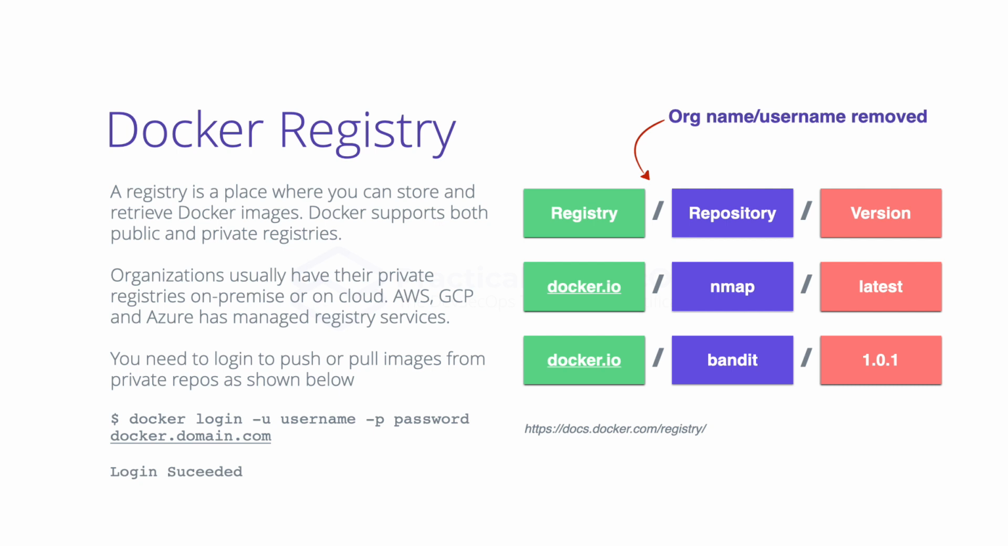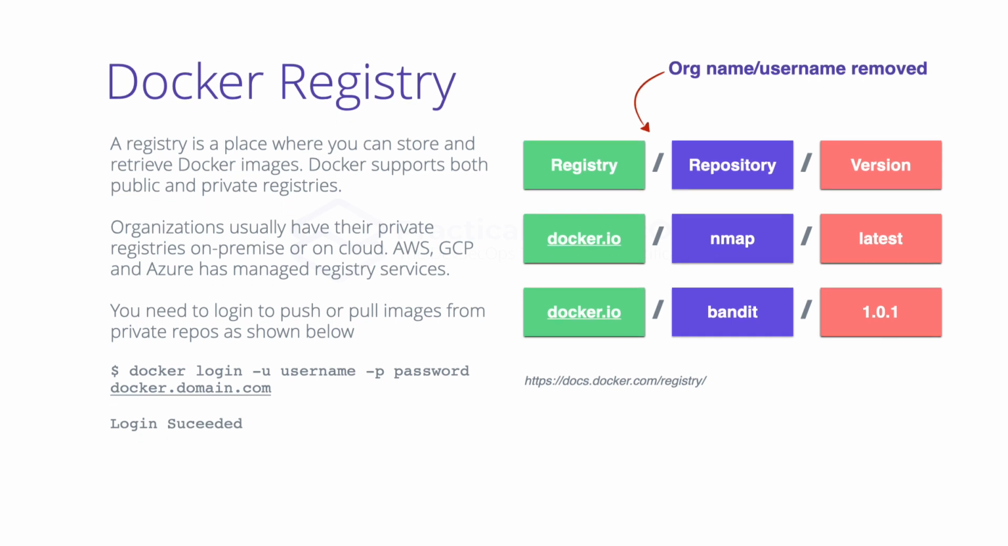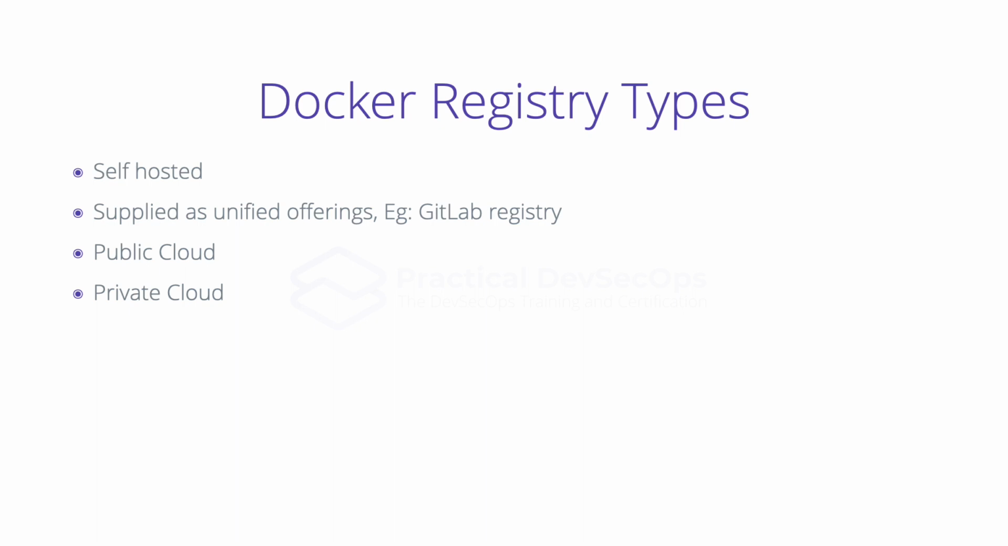You need to log in to push or pull images from private repositories, as shown in the slide using the docker login command. An example of a public registry is hub.docker.com. Many organizations prefer to use in-house Docker registries.